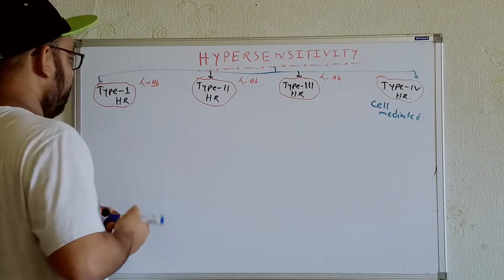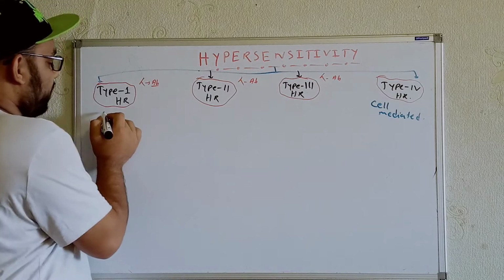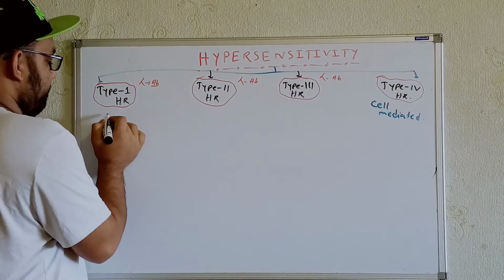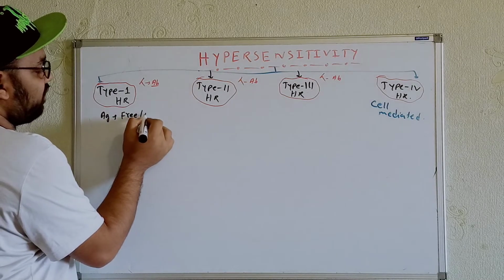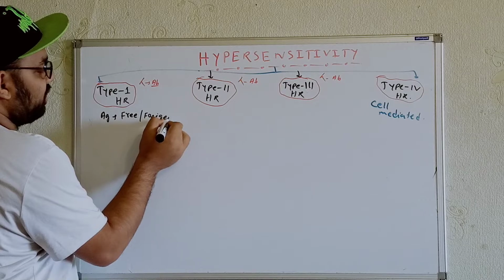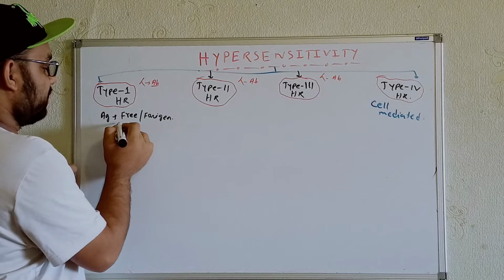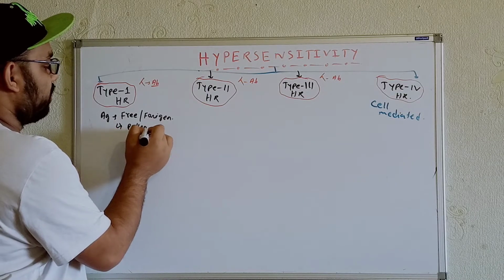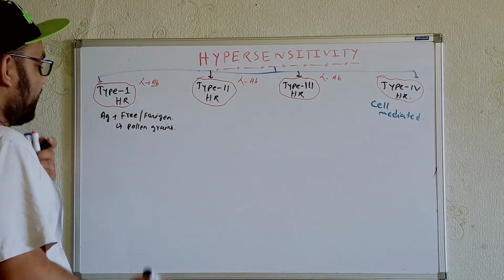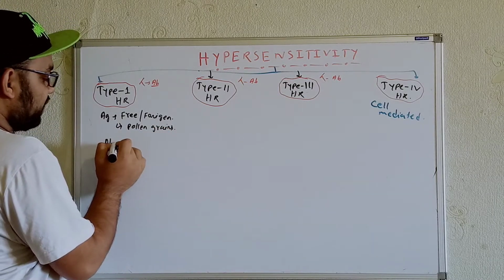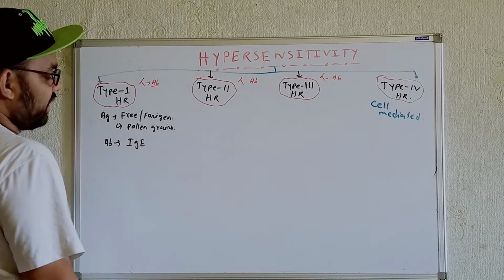Now see, whenever you talk about type 1 hypersensitivity, what type of antigens do we get? The antigens are free and foreign antigens. For example, we can see pollen grains. I'll talk about these things in detail. And what type of antibody do we get here? The antibody is always IgE.